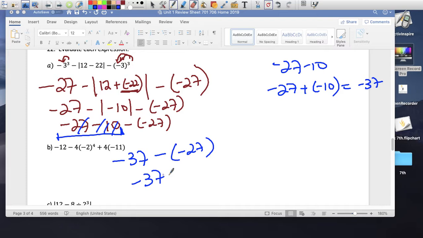This becomes negative 37 plus, and the additive inverse of negative 27 is 27. And this becomes a very easy negative 10 because there are more negatives. So my answer is negative 10. So the first one, letter A, is negative 10.